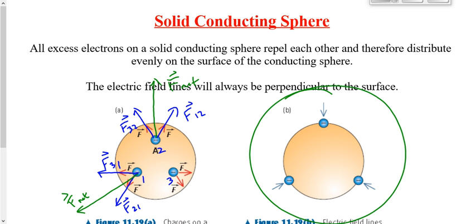So remember that. If you have a solid conducting sphere with excess charge, then you're going to find that these excess charges go A, to the outer surface, and B, they'll be evenly distributed. Always, every single time.